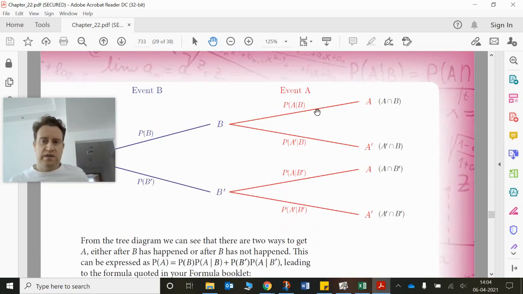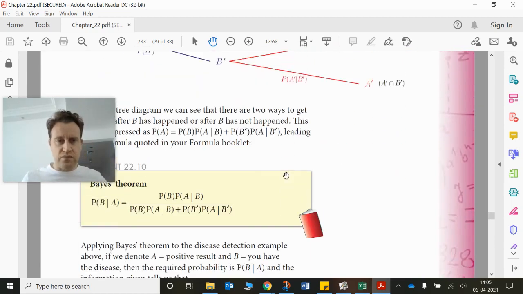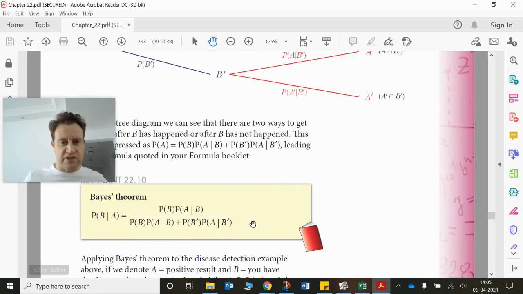Now, there's the tree diagram again. Your probability of getting A here, for example, is in fact the probability of getting B followed by A, so A intersection B. And the probability of getting A here, for example, is the probability of getting B dash followed by A, so A intersection B dash. They've done it the other way around to what I did on my diagram, but fair enough. So they've got an extended version of Bayes' theorem there as well, with the different routes through the tree diagram.